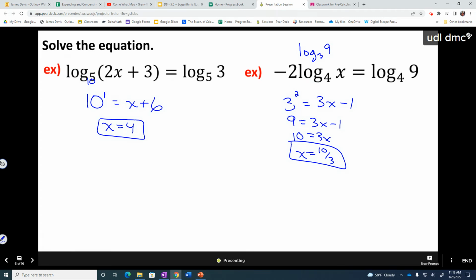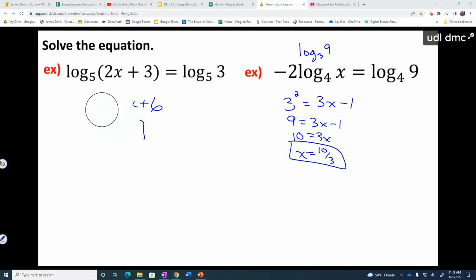All right, let's look at the next one here. You'll have like 2 or 3 problems that use this exponential form on your assignment. But our next set of problems here looks a little bit different.